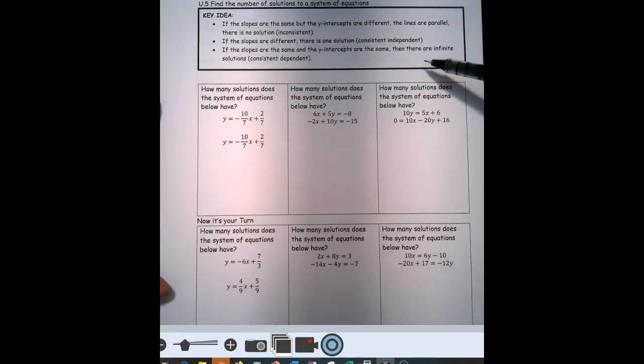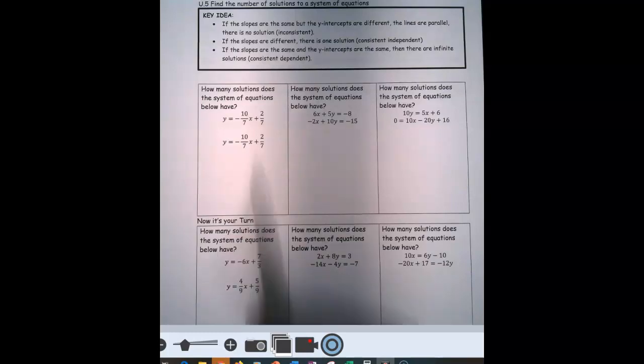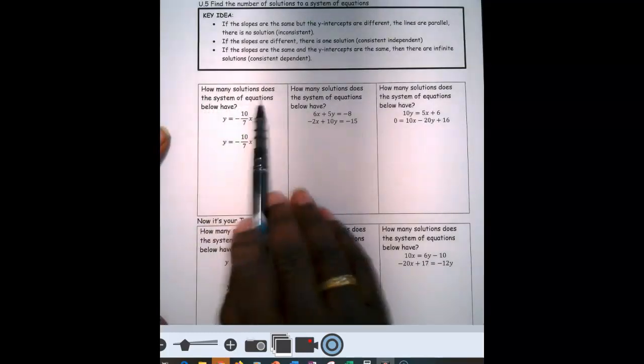If the slopes are the same and the y-intercepts are the same, then there are an infinite number of solutions because every point on that line would be a solution to both lines. So every point would appear on both lines is a good way to say that. So let's go ahead and take a look at this. How many solutions does a system of equations have?